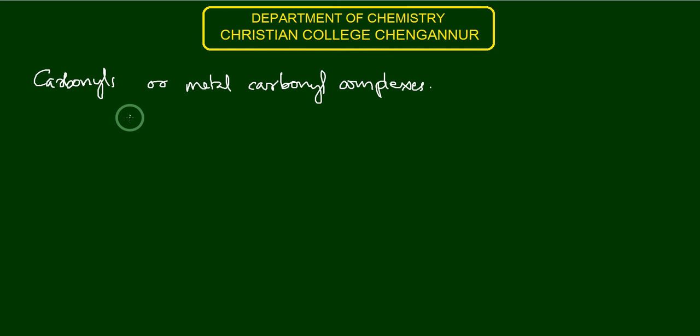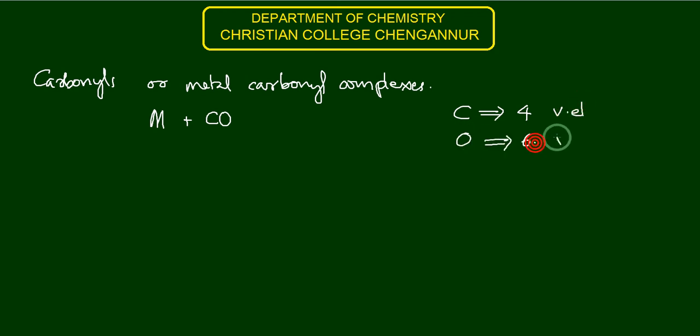These are actually the complexes formed between a metal and the carbon monoxide ligand. And you know the chemical structure of carbon monoxide: it is formed by a bond between carbon and oxygen. Carbon has four valence electrons, and oxygen has six valence electrons. Neither of them has an octet, so they enter into chemical bond formation.